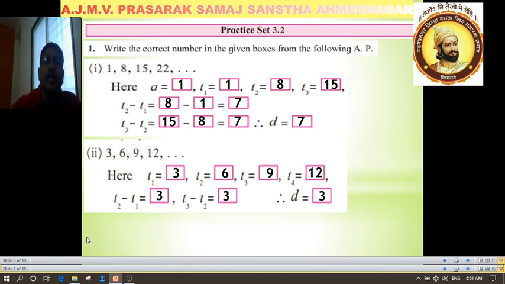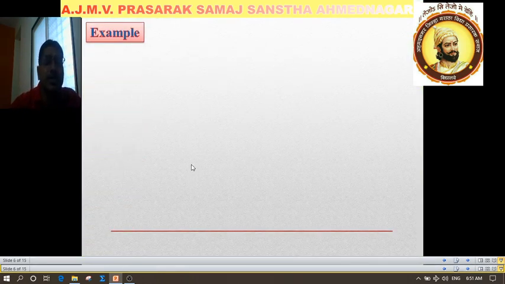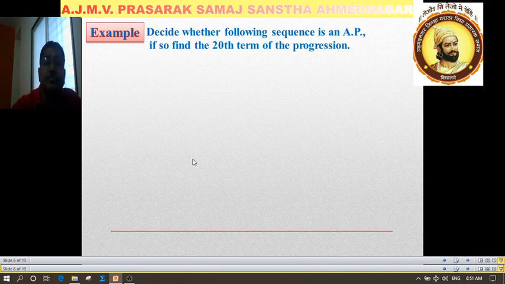So in this way, if an arithmetic progression is given, we can obtain the first term, second term, third term and common difference. Now the next example: decide whether the following sequence is an arithmetic progression. If so, find the 20th term of the progression.